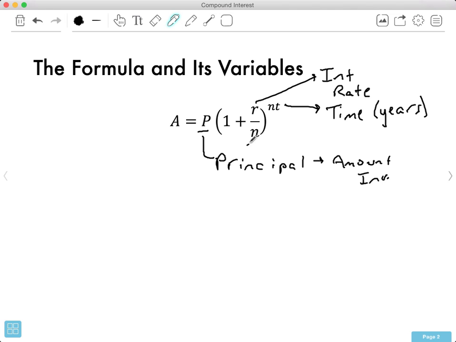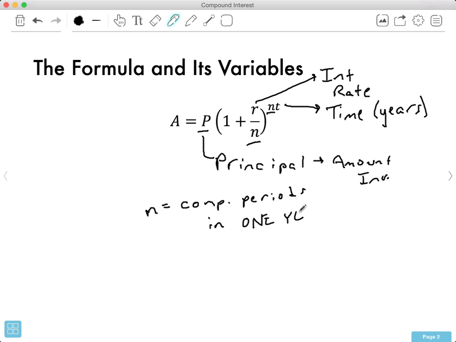And then the last variable is n, which you actually see twice in this formula. It's a number that goes in twice in 2 separate places in the formula. What the n stands for, and it's probably the hardest part of this formula, is compounding periods in 1 year.